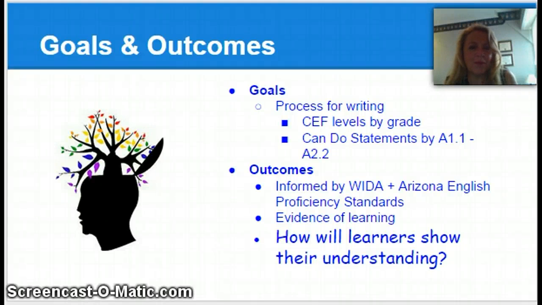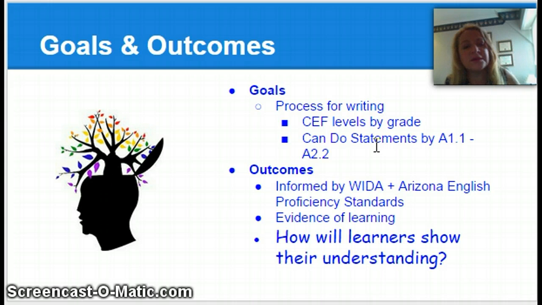So now that you have more of an introduction to the CEF, I want to talk to you about how I put together the goals and outcomes. I looked at the CEF, especially the can-do statements that are put into language that is what the students will be able to do versus how they are limited, which is a nice focus.